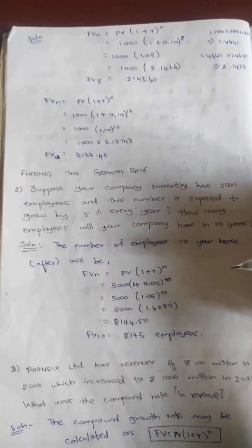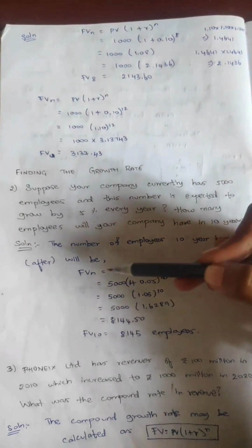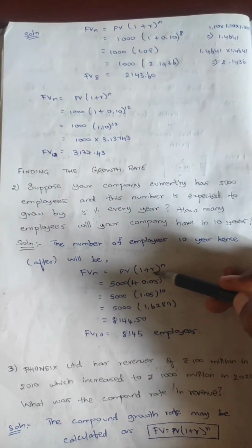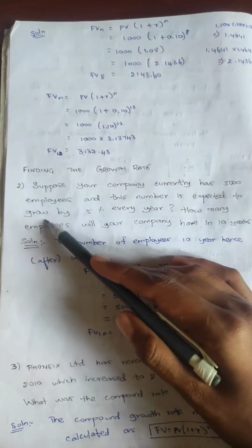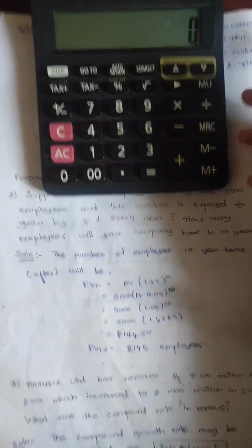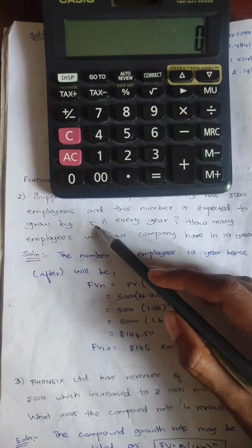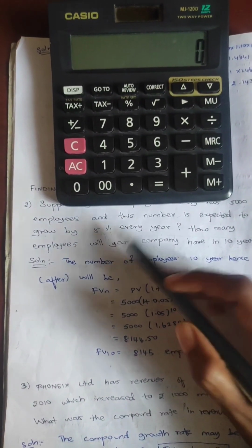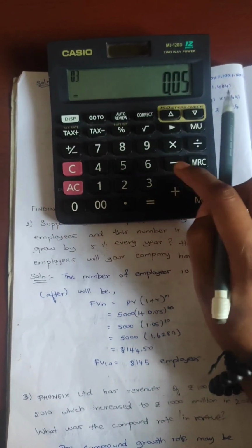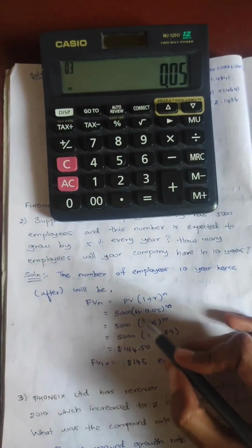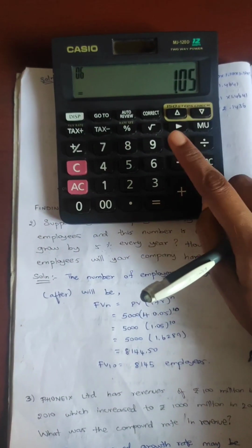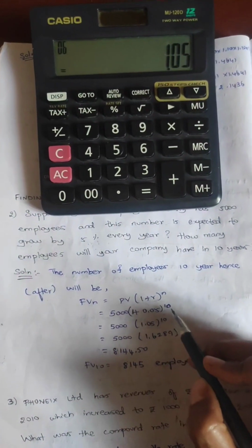So we can use the future value formula: present value into (1 plus r) power n. Instead of r, we can put g since it is a growth rate. The growth rate is given as 5%, so we do 5 divided by 100, which is 0.05, and adding 1 we get 1.05, and the number of periods is 10.